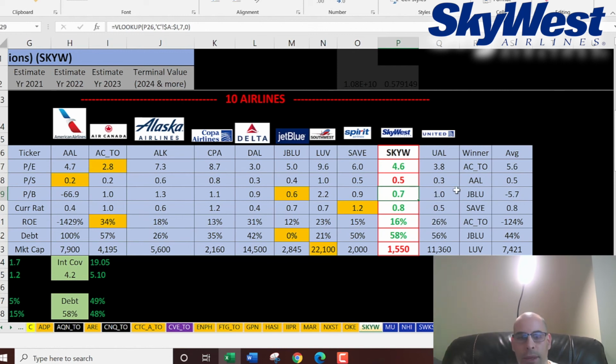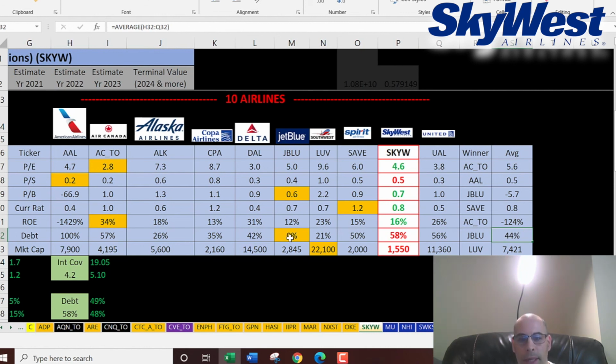The average is negative because American has a negative 66 price to book because they have negative equity in their capital structure. Current ratio, all the airlines are pretty much struggling in that category except for Copa and Spirit. ROE, Air Canada has the best ROE at 34%, SkyWest is 16%. And in terms of debt, SkyWest is 58% debt, which is higher than the average of 44%.